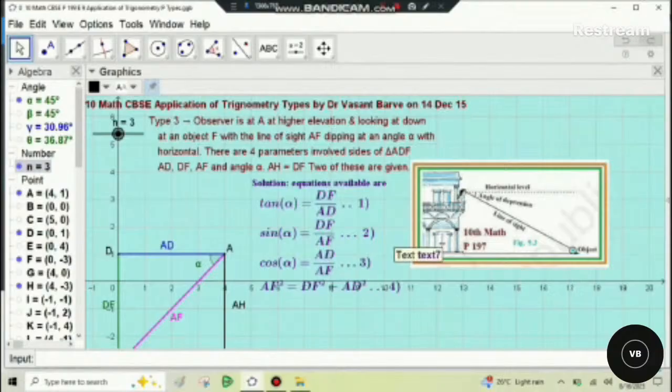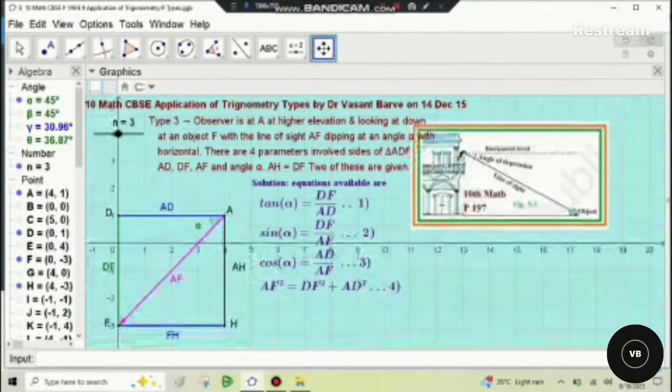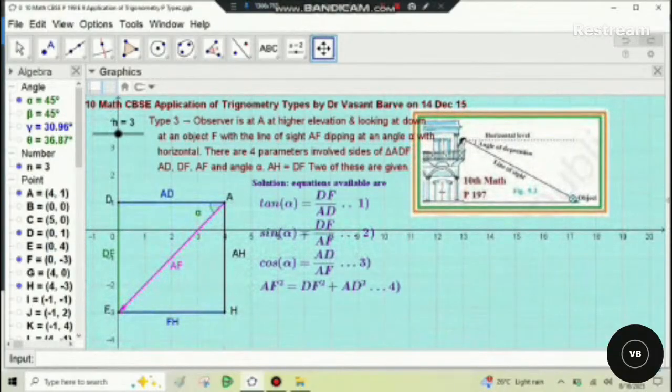Knowing this particular side and the angle, it is possible for us to find out the distances. So tan alpha is DF by AD, and here I have made that particular sketch. I can move this up a bit. Okay, so this is the case. We know this DF, and therefore it is possible for us to find out AD. Or if you know AD, it will be possible for you to find out alpha. Okay, AF square is equal to DF square plus AD square. Let's move to the next.